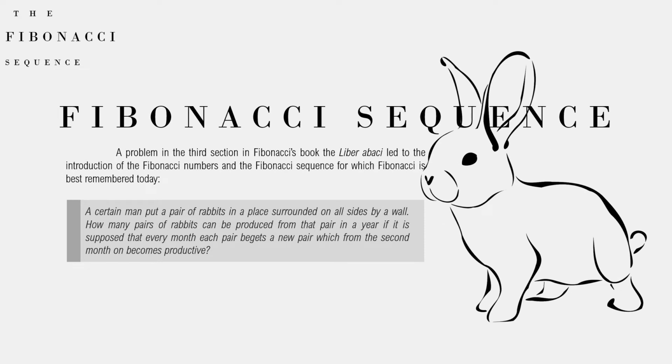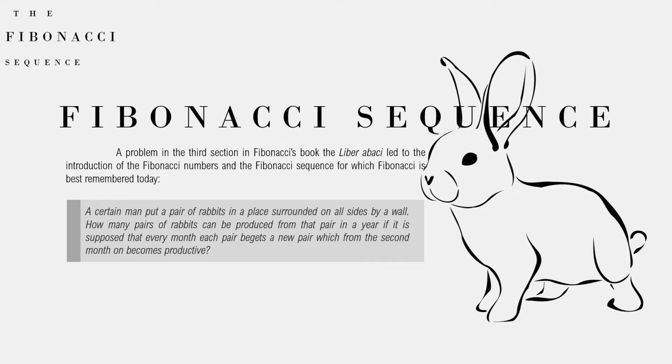A problem in the third section of Fibonacci's book, the Liber Abaci, led to the introduction of the Fibonacci numbers and the Fibonacci sequence, for which Fibonacci is best remembered today. The problem goes: a certain man put a pair of rabbits in a place surrounded on all sides by a wall. How many pairs of rabbits can be produced from that pair in a year if it is supposed that every month each pair begets a new pair, which from the second month on becomes productive?